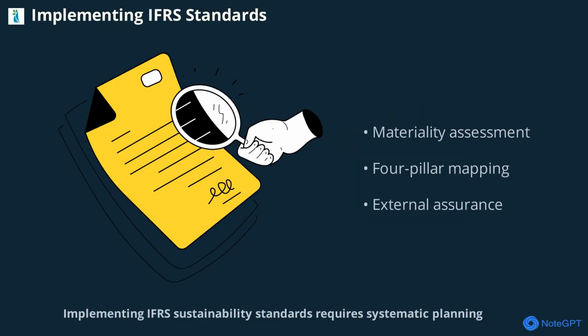Implementing IFRS sustainability standards requires systematic planning. Start with a materiality assessment focused on financial materiality, map current ESG activities to the 4-pillar structure, and identify data gaps. Develop governance processes, establish metrics and targets, and create regular monitoring and reporting routines. Plan for external assurance of key metrics to build credibility.